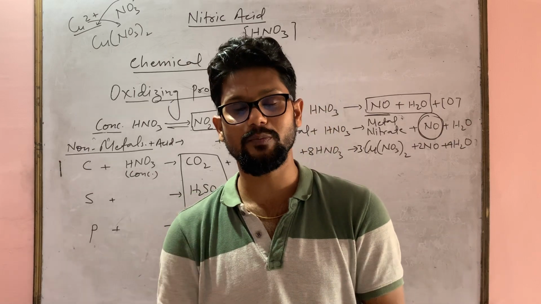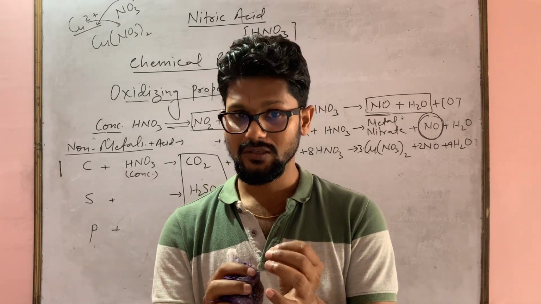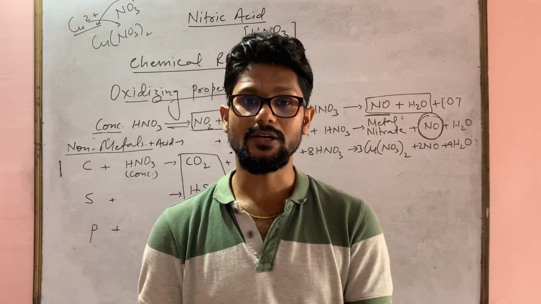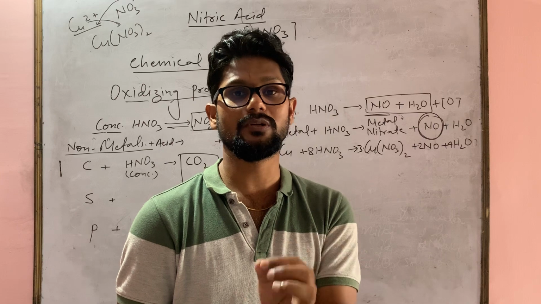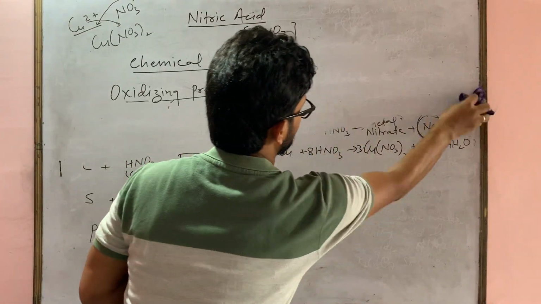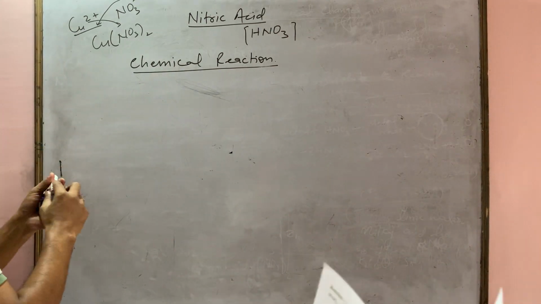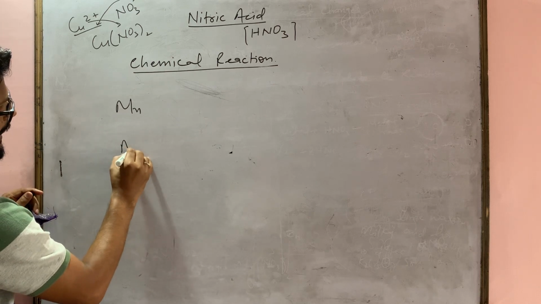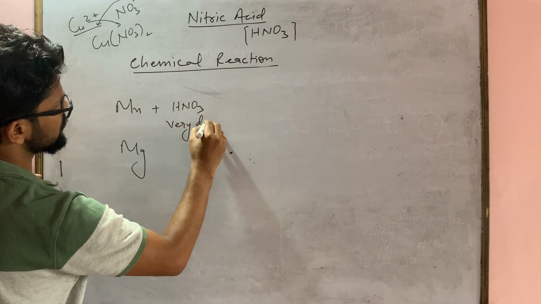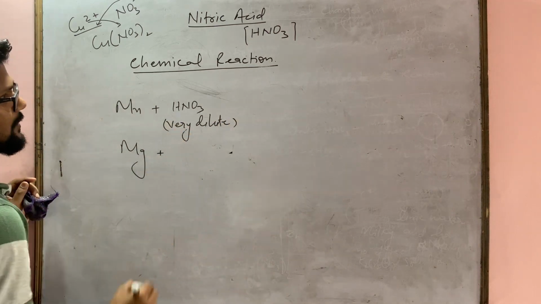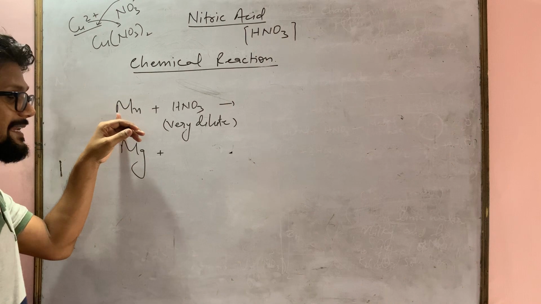But here again an exception, in chemistry there are so many exceptions. There are two metals which can react with very dilute nitric acid and produce hydrogen gas. So we are going to study the third category of nitric acid, that is called very dilute nitric acid. These metals, manganese and magnesium, can react with very dilute HNO3. A question can come, which metal can react with very dilute nitric acid and produce hydrogen gas? So the answer will be manganese and magnesium.